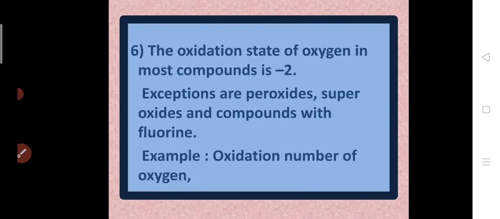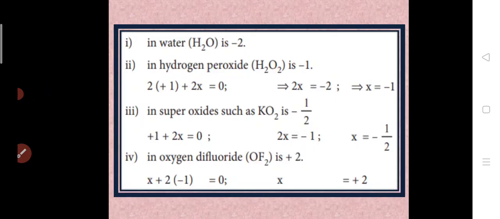The oxidation state of oxygen in most compounds is -2. The oxidation number of oxygen, just now I told, is -2, but it changes when it comes to peroxides, superoxides and compounds with fluorine. So in water the oxidation state of oxygen is -2, and in hydrogen peroxide it is -1. You have to see how to calculate.